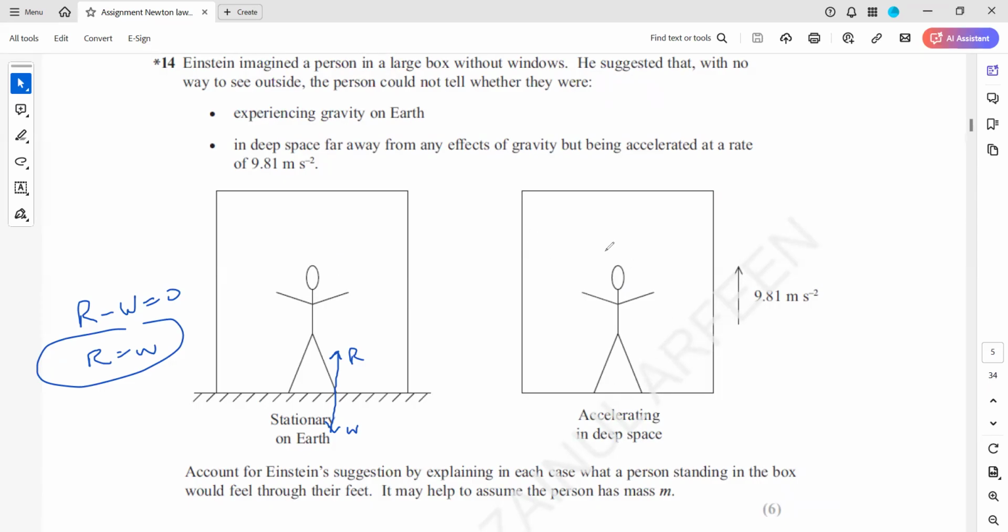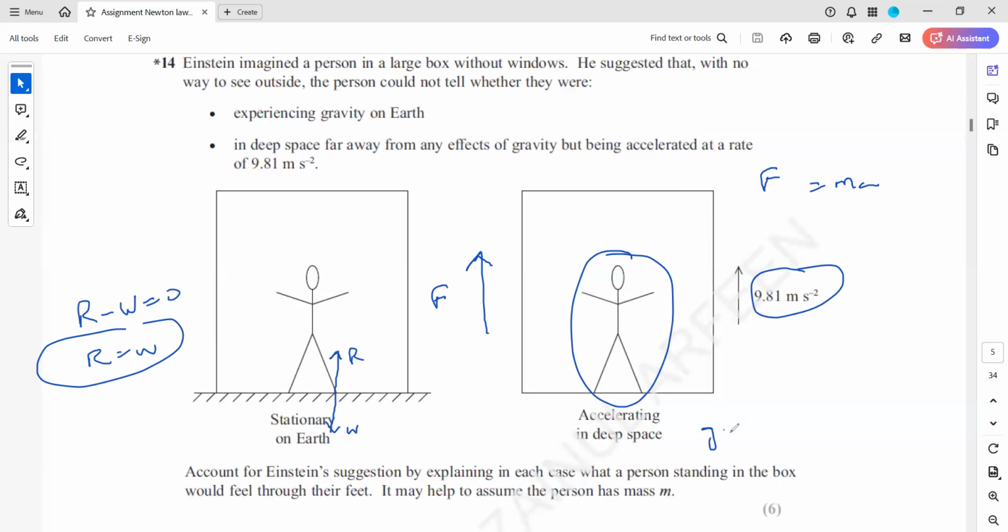This person will feel the weight, like some force is acting on him. But what about the other person who's in the box which is accelerating, and the acceleration is due to gravity? For this person, the gravitational force is not there. There is another force which is accelerating him. For example, if I call this force F, then F equals ma. So this person will not feel his weight, because he is in a place where the gravity is 0.